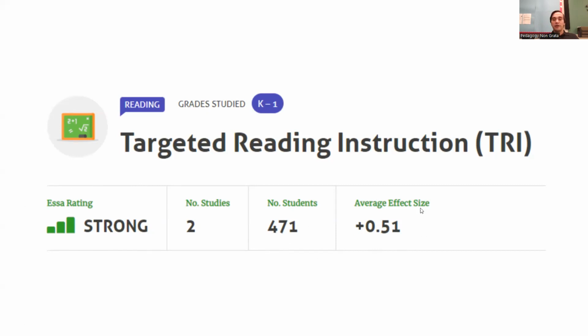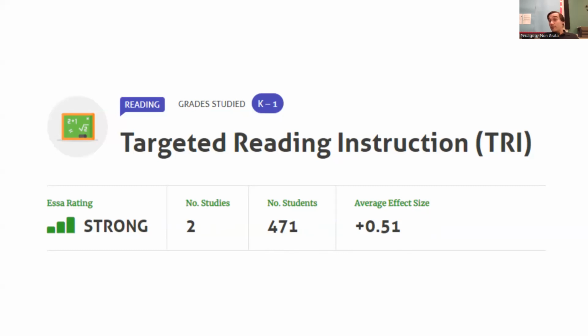And then they tell you the average effect size. This is actually an unweighted effect size, which is, I think, fine. And it's very large for a reading study. It's 0.51. So what this is really telling you is that there are replicated studies showing a large effect size, and that those studies are extremely rigorous for this program.